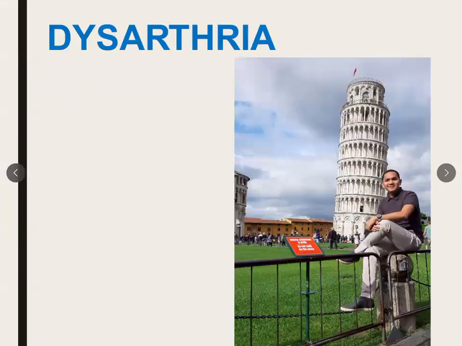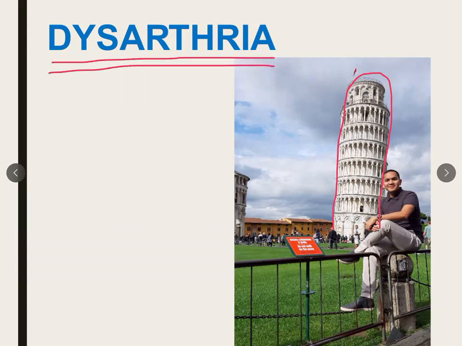And then dysarthria. So this was taken in Pisa, in Italy. So as you can see, the Pisa is deviated. It's like the tongue, deviated to the left. When we see dysarthria, or slurring of speech, there are actually 3 cranial nerves that are more likely involved. They can be independently involved or a combination of them.